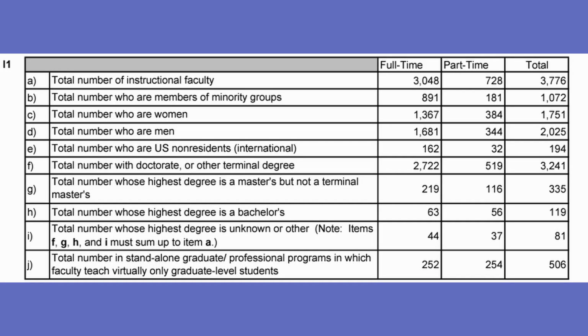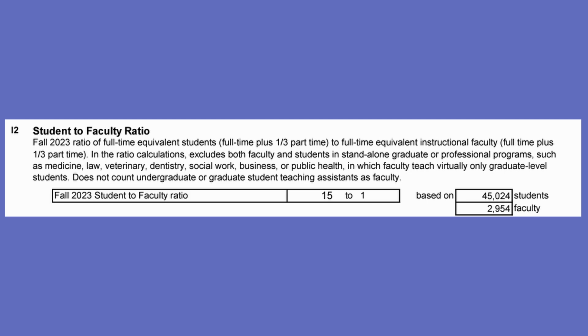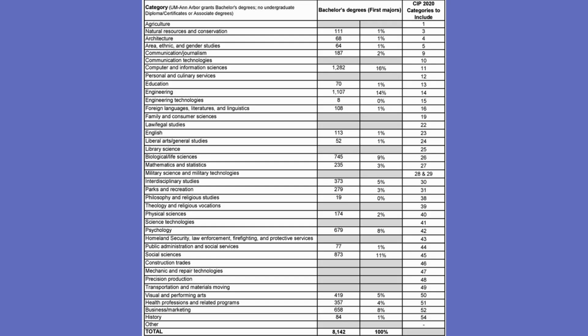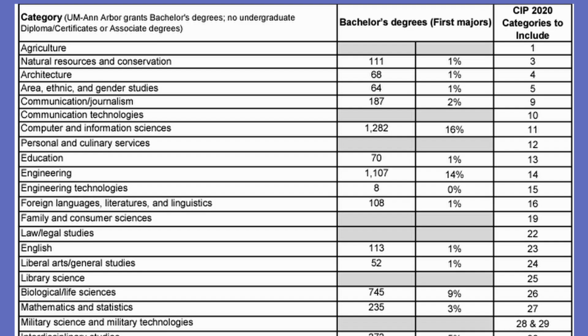You can also get information on the faculty, including how much of the faculty is women and minority groups, which can help set the tone for an institution. You can also see the student-to-faculty ratio, which is important because the lower it is, the more time professors and faculty will have to spend with you, get to know you, which can be really important for networking and just doing well in your classes. You can see what the most common degrees are at the school. So for U of M, it's very renowned as an engineering and computer science school.